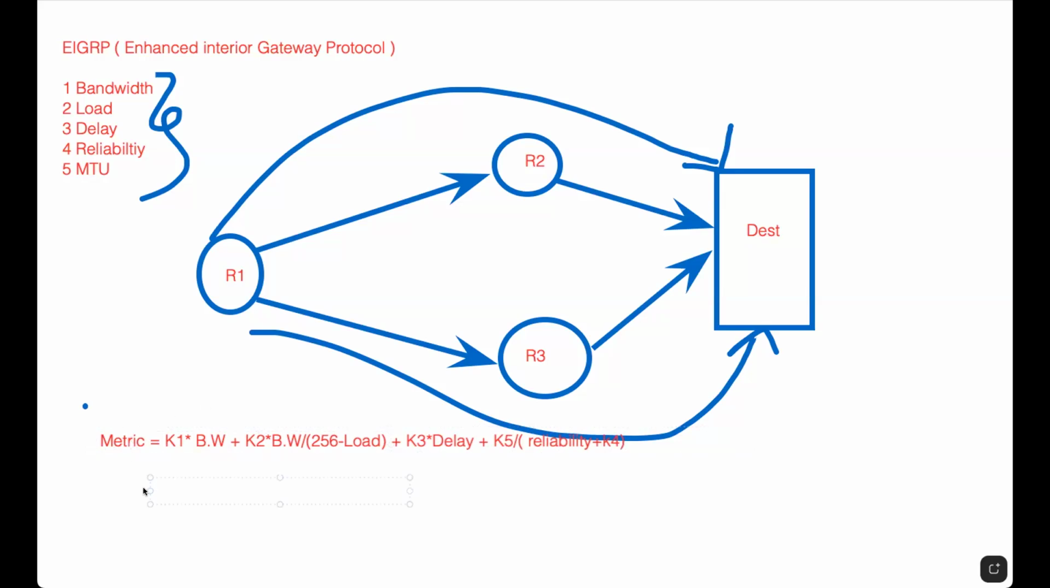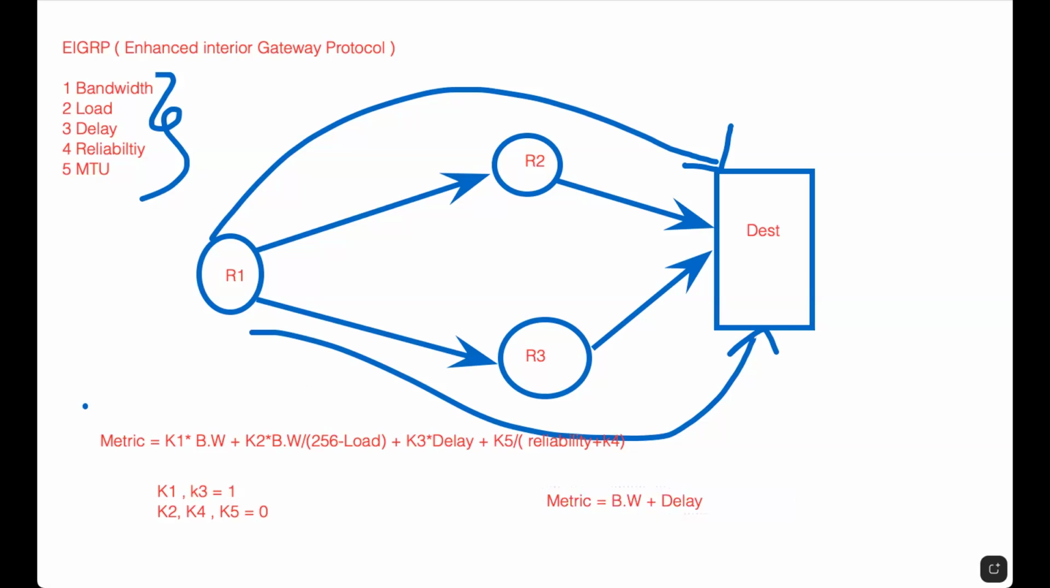By default, K1 and K3 equal to 1, K2, K4, K5 equal to 0. So these are the default K values, meaning by default we are considering bandwidth and delay as the metric calculation conditions, but the remaining parts of the formula will be 0. So metric is equal to bandwidth plus delay. That is the formula the EIGRP uses by default.